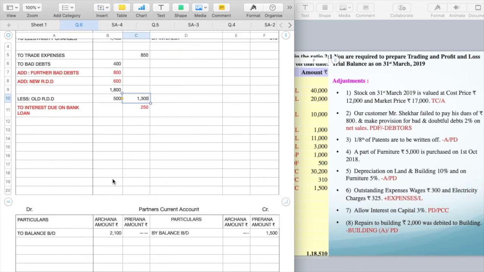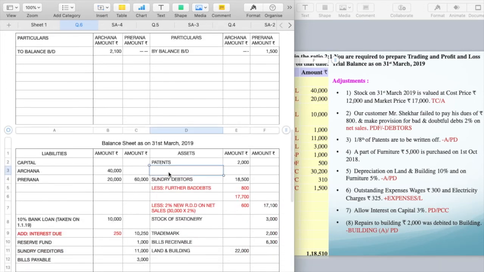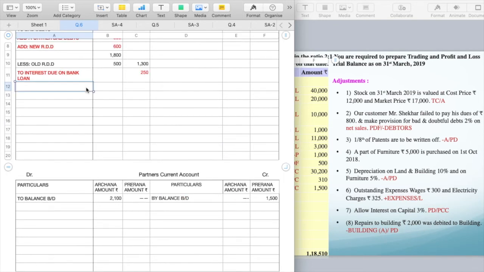Next, third adjustment: 1/8 of the patents are to be written off. Written off means we have to minus it from the patents, so less 1/8 written off. If we divide 2,000 by 8, you get 250. So the outer column balance will be 1,750. Second effect, profit and loss account debit side, by patents written off, outer column 250.